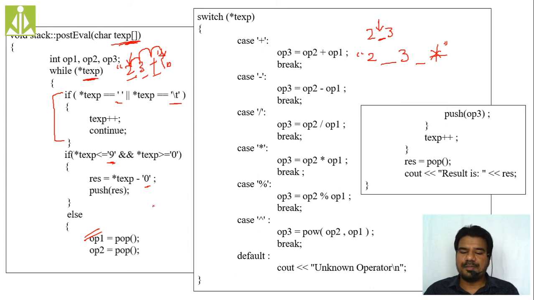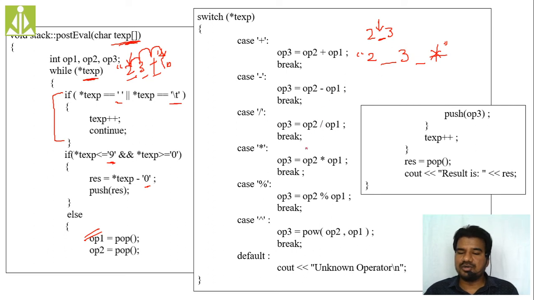Perform the operation based on the operator. So for *texp, if it is a plus sign, what are we doing? Operator 2 plus operator 1, and we are adding it to operator 3. If it is a minus sign, operator 2 minus operator 1, because operator 1 we popped first, so it has to come on the right side. Operator 2 we popped second, so it has to come on the left side. Accordingly, operator 3, then operator 2 minus operator 1.